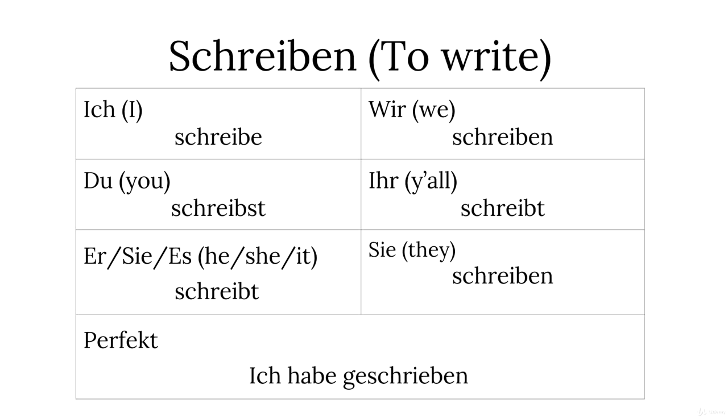Schreiben means to write. And here you use haben because you don't actually move a lot in it. Ich schreibe. Du schreibst. Es schreibt. Wir schreiben. Ihr schreibt. And sie schreiben. In der Vergangenheit, you say, ich habe geschrieben.